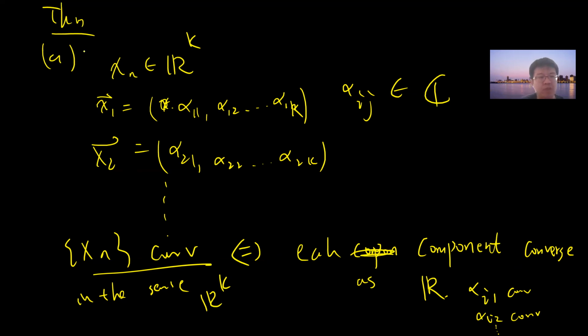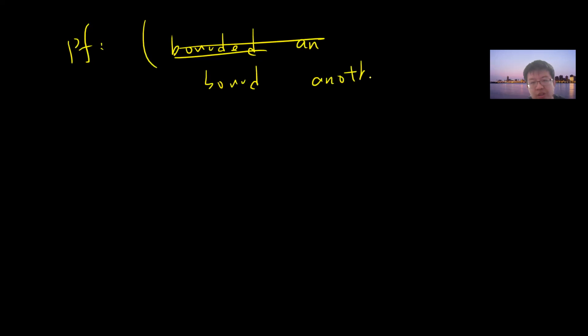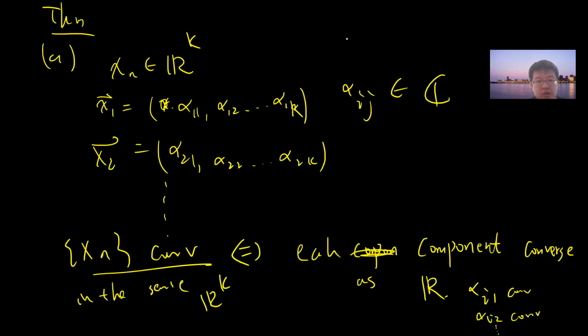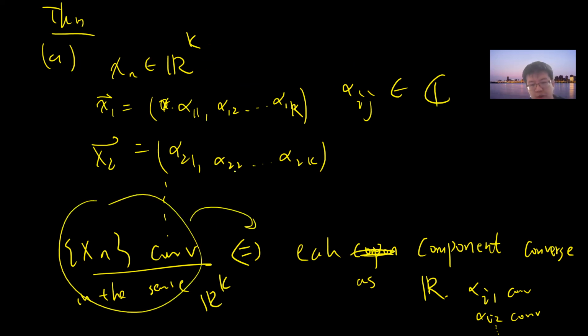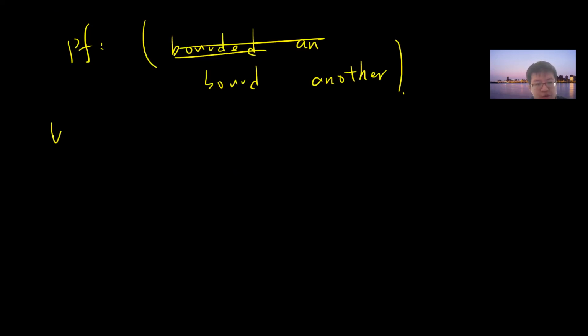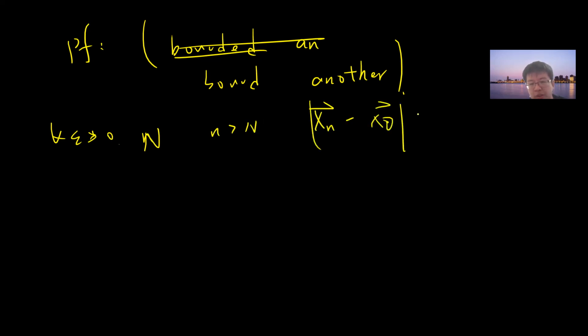So for the proof, just try to use one to bound another. The key idea is to bound one by another. Let's assume that x_n converges. This implies that for all epsilon greater than 0, you can find N such that when n is larger than N, the distance between x_n and some point x_0 is less than epsilon.